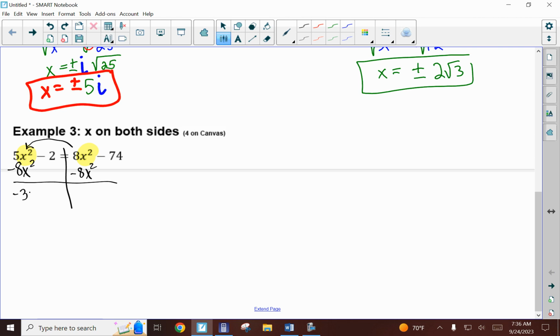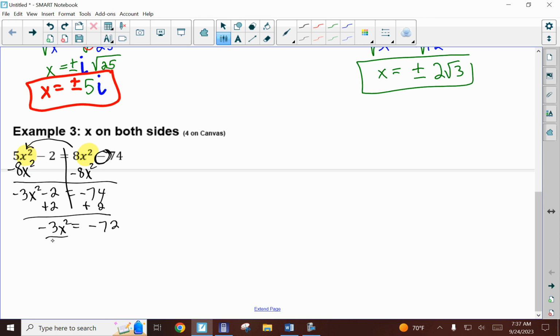So I'm going to have negative 3x squared minus 2 equals negative 74. And be careful with this minus sign. A lot of people lose it. It has to be attached to that 74 when you bring it down. Once you get all the x's to one side, it's just like the problem before. So now we're going to try to get the x squared all by itself. So we're going to add 2 to both sides. That gives us negative 72 equals negative 3x squared.